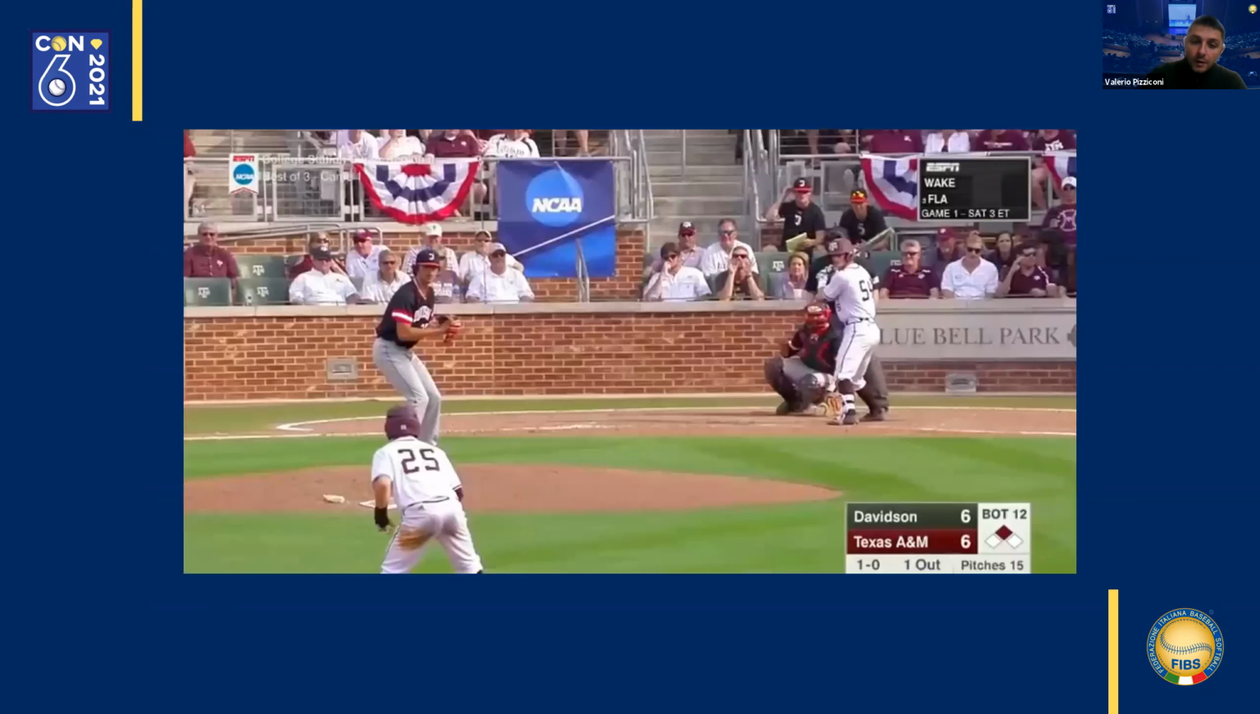In this situation, there is interference because there was obstruction on part of the batter runner who interfered with the defending player attempting to make a play.